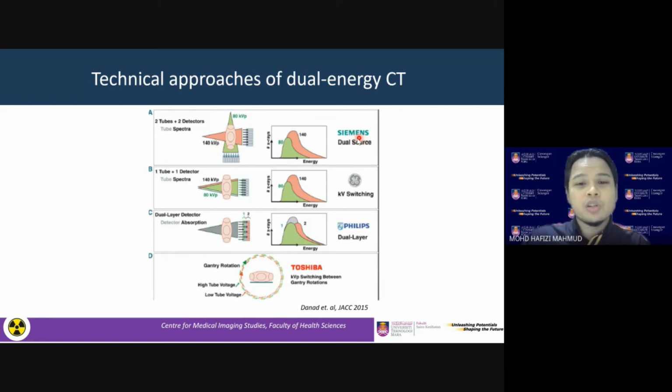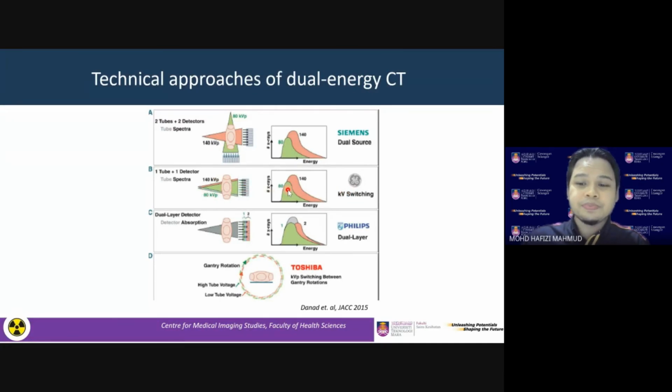For Siemens dual energy CT, it applies two tubes and two detectors, with 80 kVp and 100 kVp respectively. For GE, they only apply one tube and one detector, but they use kV switching. Meaning that during the image acquisition, the kV is switching in a very short time, from low energy to high energy.